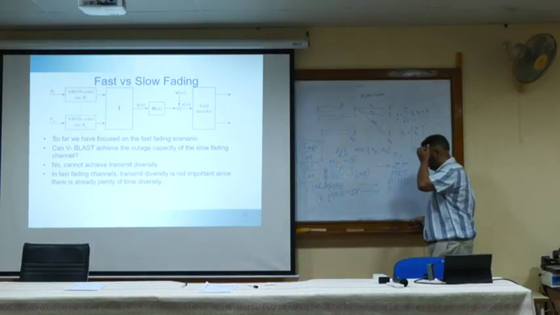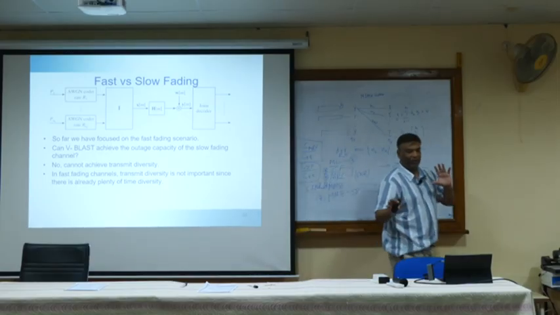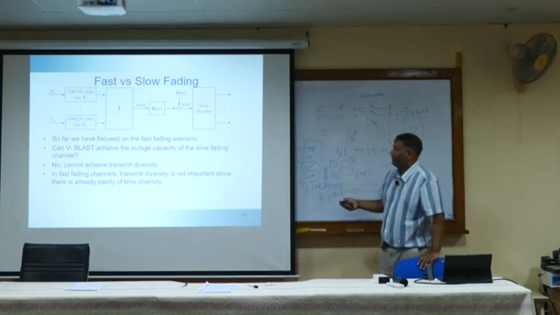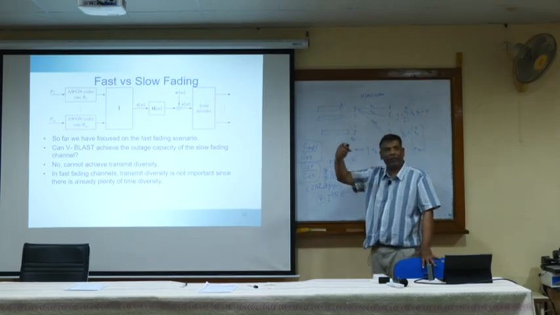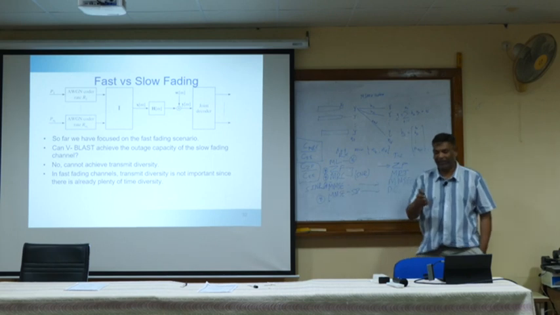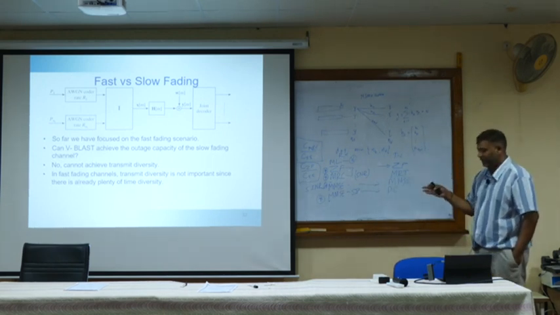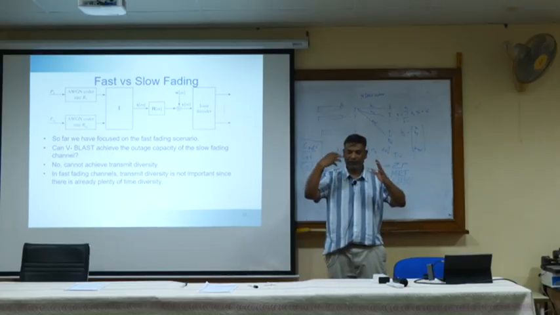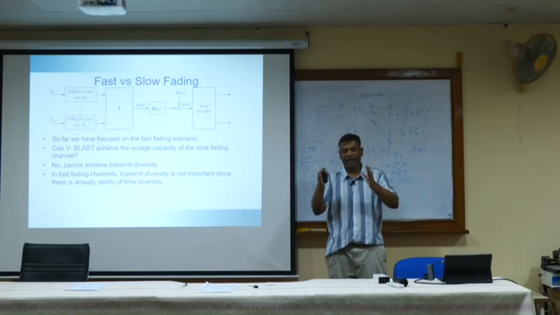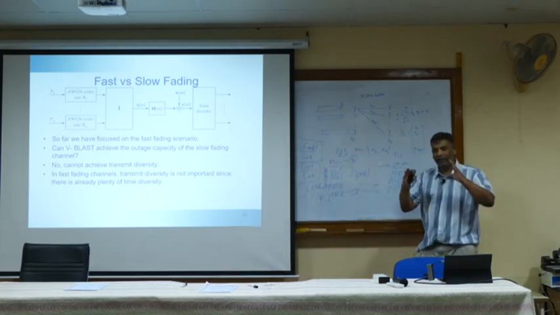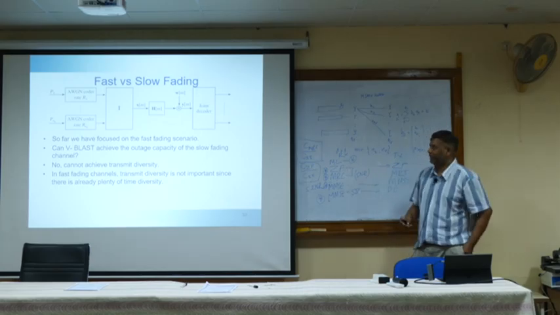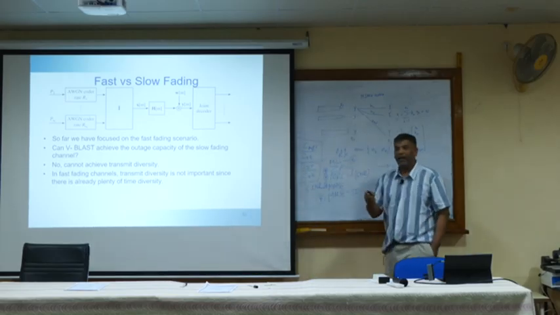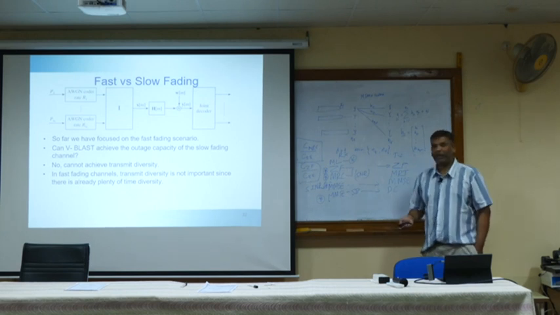Now I'm going to talk about fast fading versus slow fading. This is another important topic. The V-BLAST, the vertical Bell Laboratories layered space-time architecture that I started with this morning, assumes a fast fading channel between transmitter and receiver. We have enough diversity there because the channel is fast faded. But what happens if the channel is not fast faded? Then we cannot do a V-BLAST architecture. We need another architecture called diagonal BLAST. So that's what I'm going to talk about now.